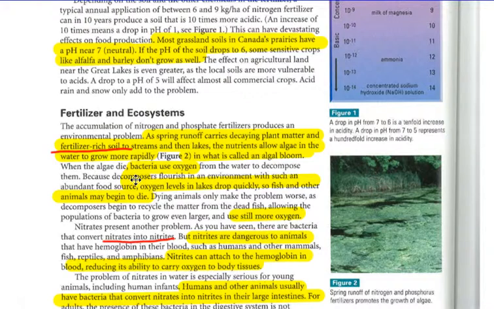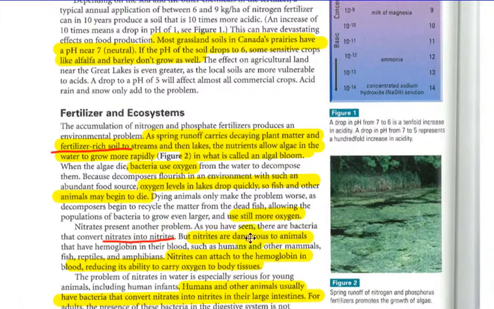But if we have bacteria constantly pulling the oxygen out, the number of fish would drop because there's no oxygen to breathe. So dying animals only make the problem worse, as decomposers begin to recycle that matter and allow more bacteria, and then of course take even more oxygen out. So oxygen depletion from a stream or river or lake is a problem.